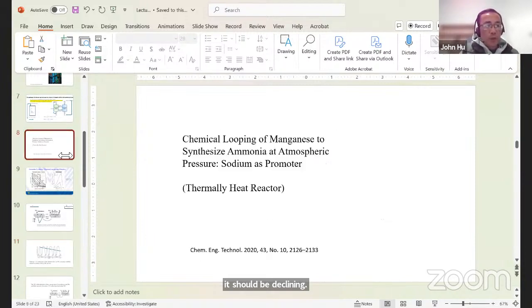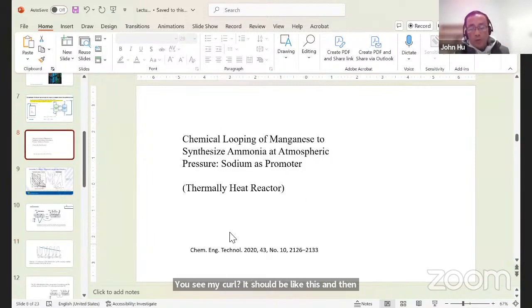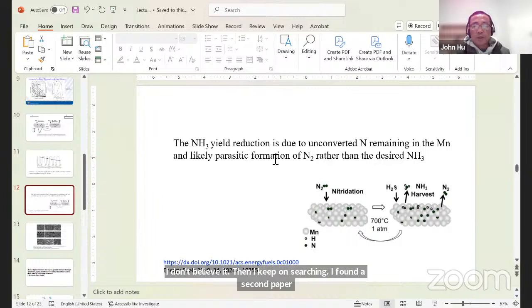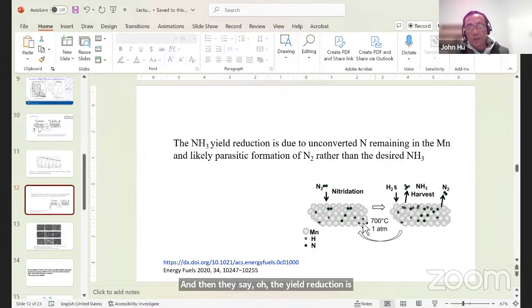And then the first paper, which I'm going to send to you, didn't tell. They just say, hey, the result, which I don't believe it. Then I keep on searching. I found a second paper, and then they said, oh, the yield reduction is due to this. They basically interpret what's going on, which is good.